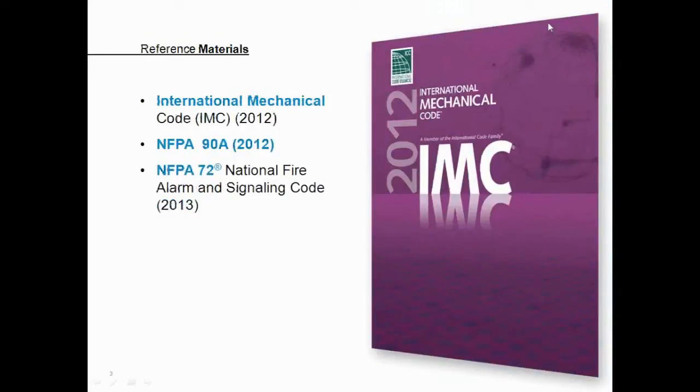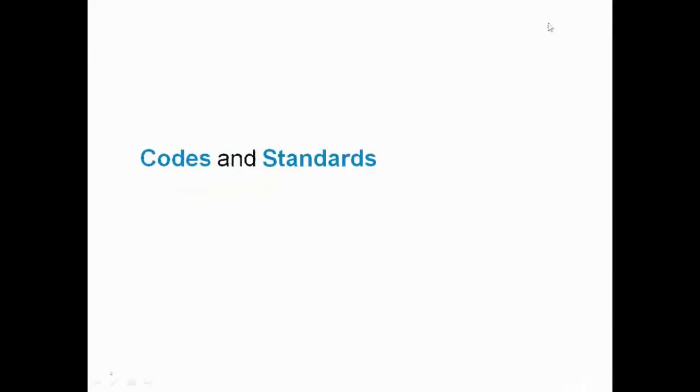The materials that we used in creating this presentation are the 2012 editions of the International Mechanical Code, NFPA 98, which is the standard for the installation of air conditioning and ventilating systems, and NFPA 72, which is the National Fire Alarm and Signaling Code.